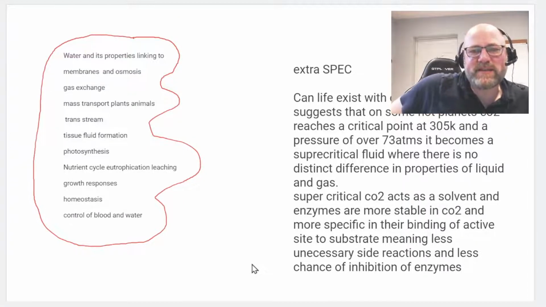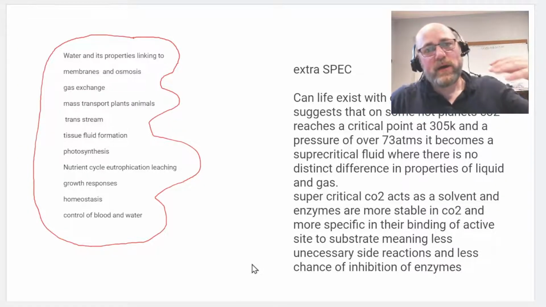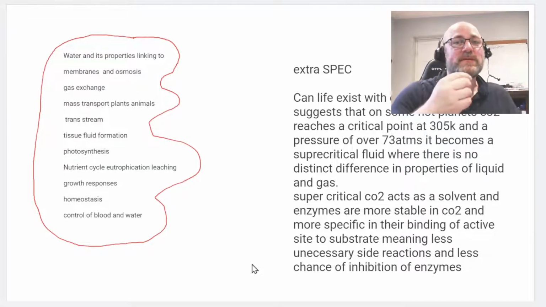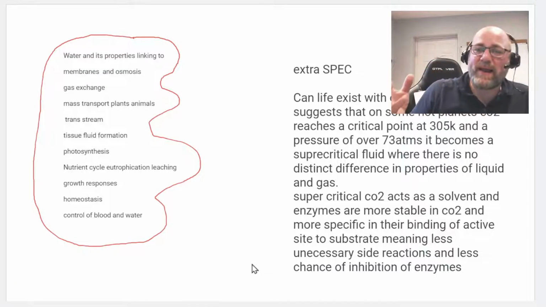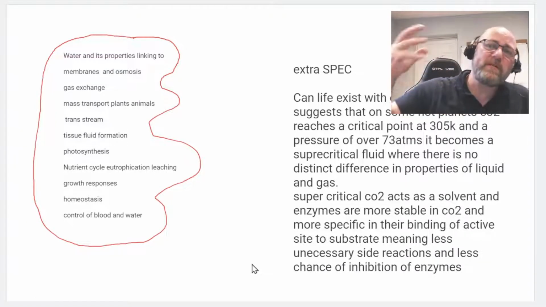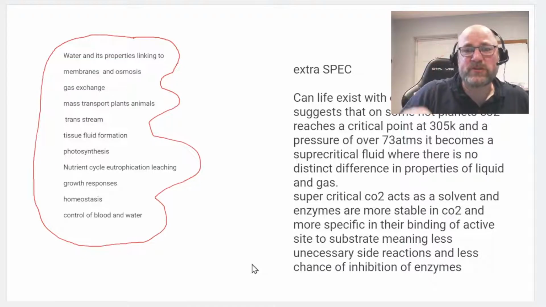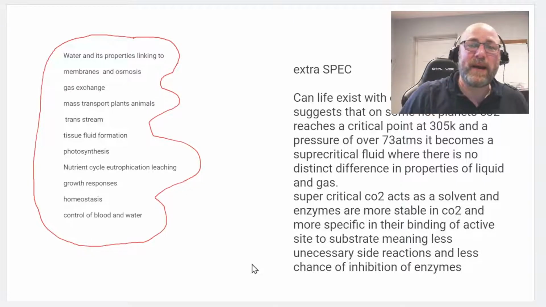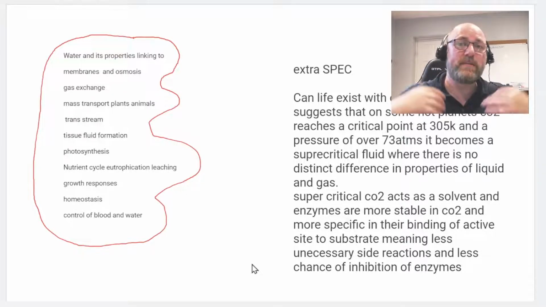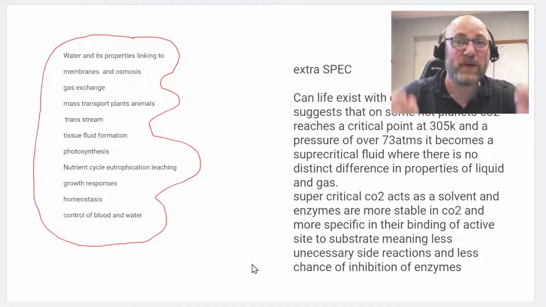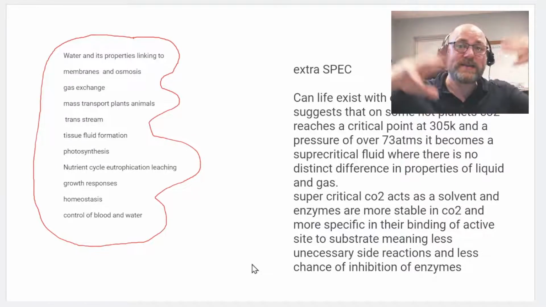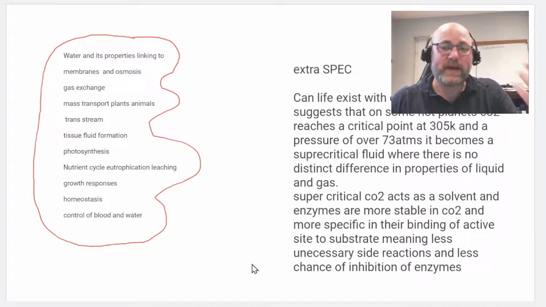Can life exist without water? So this is just some extra spec stuff. Just saying that we know all those funky things about water, like it's a great solvent, it's a great metabolite. Well, apparently on planets like Venus, where it's very hot, at certain temperatures called the critical point, certain gases like carbon dioxide can become what we call a supercritical fluid. There's an extra spec thing. And it means it's a gas that now has the properties of a liquid as well. And so it can act as a solvent.